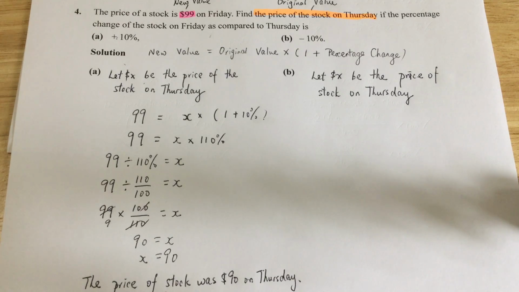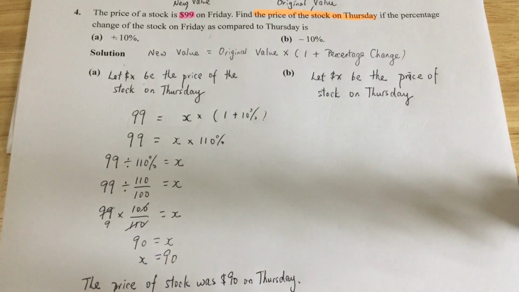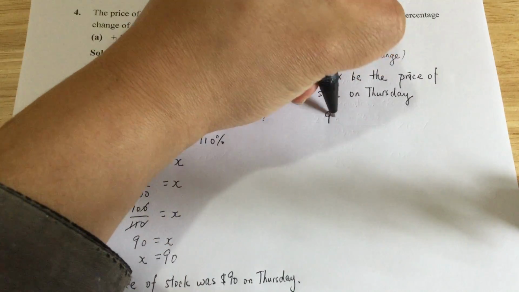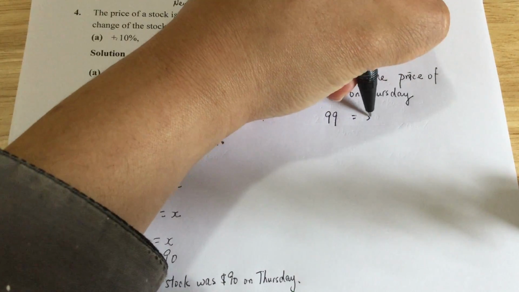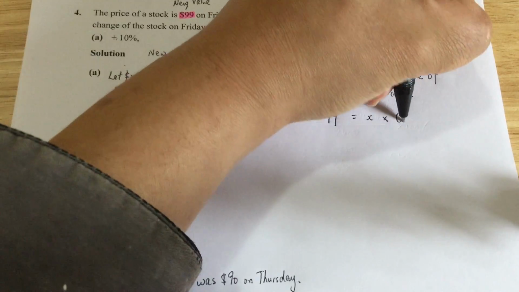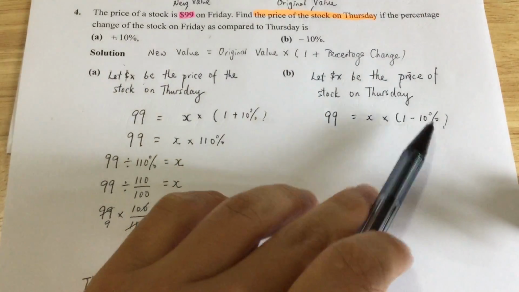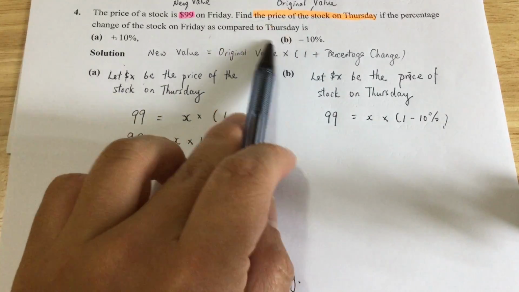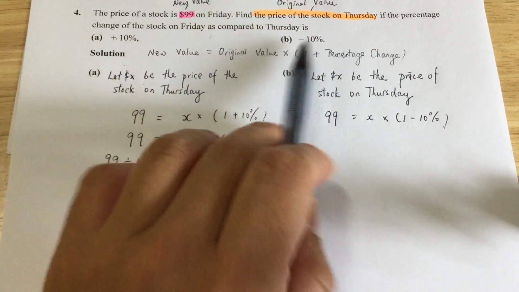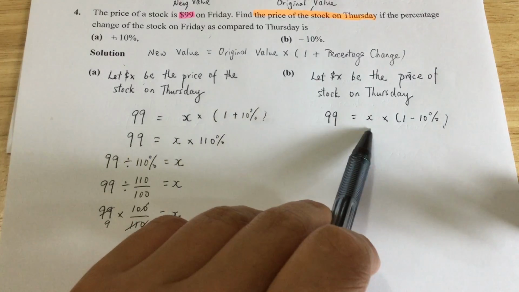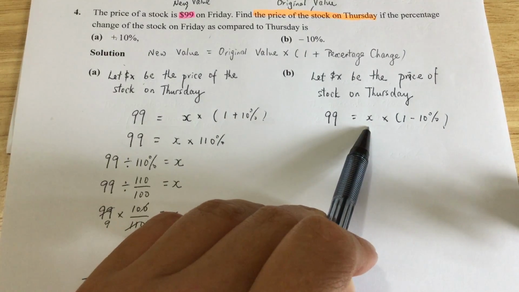Okay, if you cannot finish, just pause the video, and now I will discuss the answer for you all. Okay, now this one is, once again, you have the 99 for the new value, and it equals X times 1 minus 10% once again. So this is plus and this is minus because it depends on what you have in part A or part B. So you have this and 99, and X is the original value. So you have the same thing.